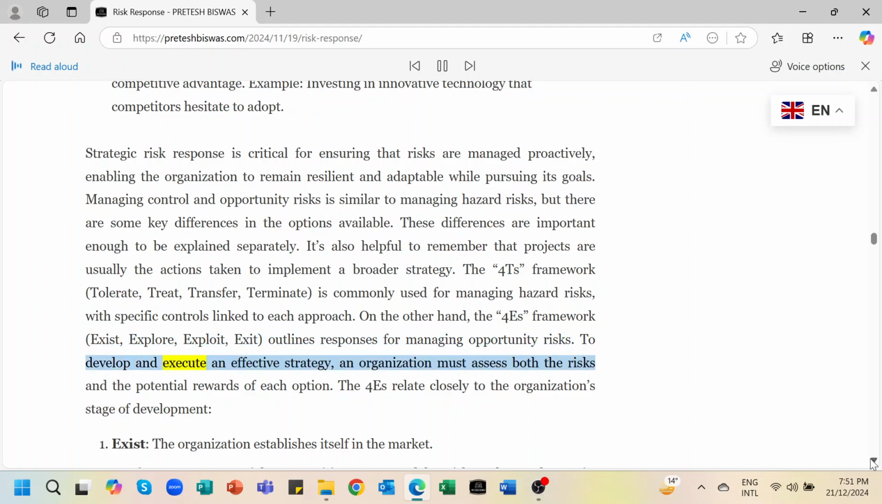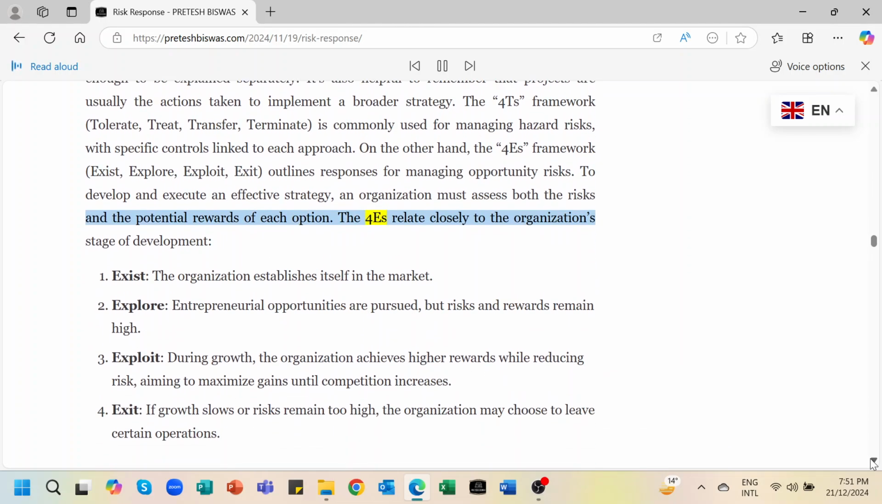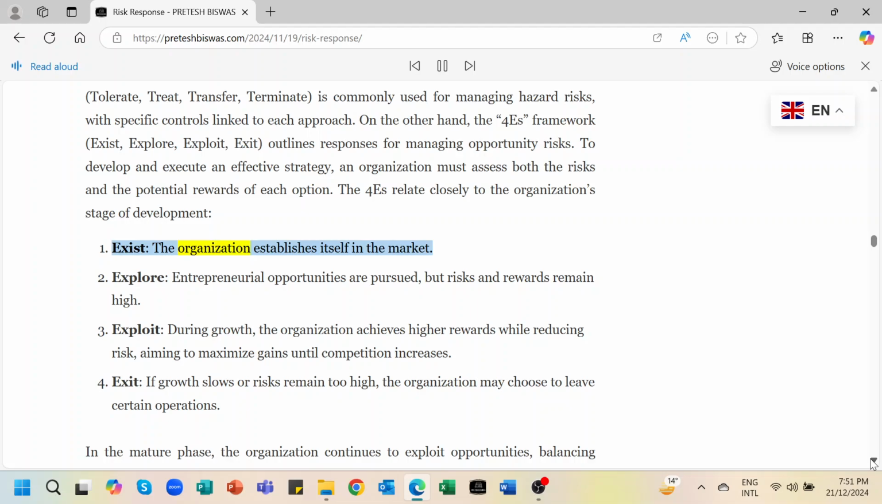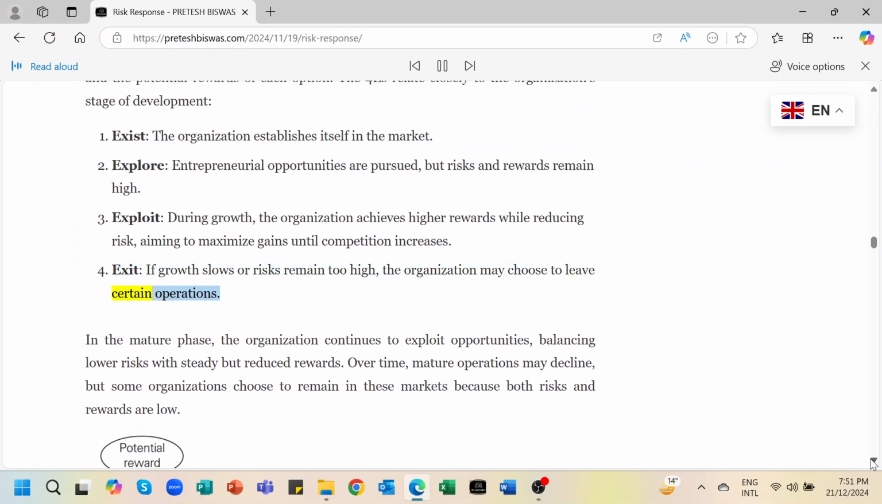To develop and execute an effective strategy, an organization must assess both the risks and the potential rewards of each option. The 4Es relate closely to the organization's stage of development. Exist. The organization establishes itself in the market. Explore. Entrepreneurial opportunities are pursued, but risks and rewards remain high. Exploit. During growth, the organization achieves higher rewards while reducing risk, aiming to maximize gains until competition increases. Exit. If growth slows or risks remain too high, the organization may choose to leave certain operations.